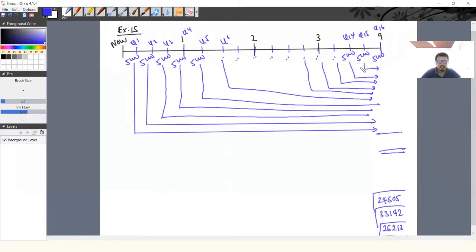This is one method, one option we are having. We can do it like this. We need to find the future value at the end of year 4. At the end of year 4, what is the total amount? That is what we need to find.